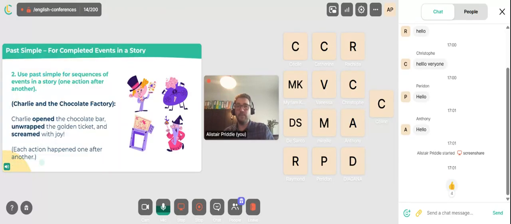Number 2, use the past simple for sequences of events in a story, one action after another. Here's an example related to Charlie and the Chocolate Factory. Charlie opened the chocolate bar, unwrapped the golden ticket, and screamed with joy. Each action happened one after another.